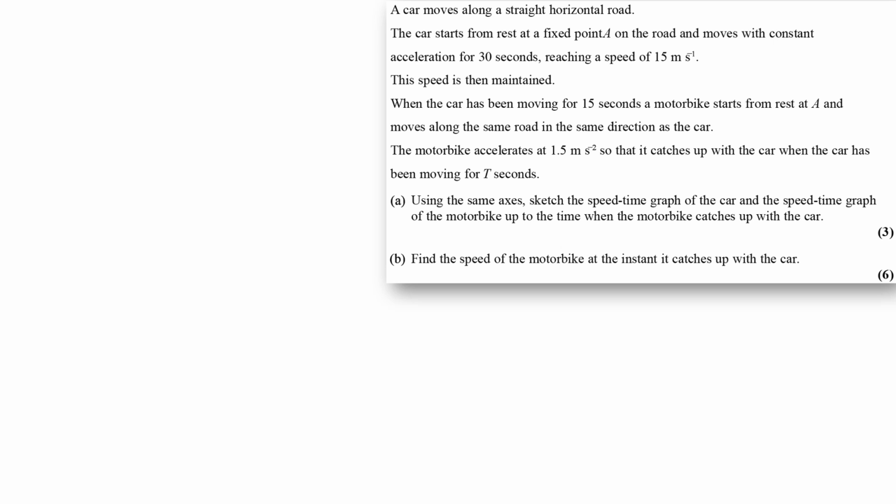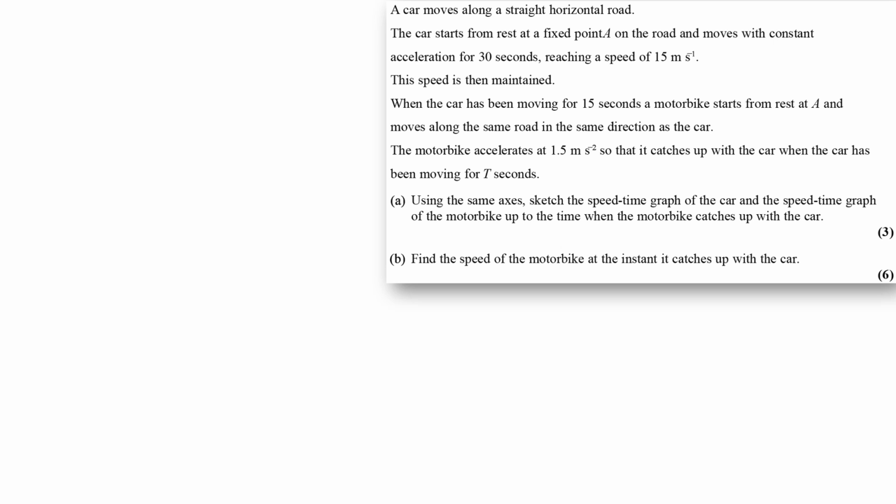After the car has been moving for 15 seconds, a motorbike begins. So up until this point, the motorbike hasn't been moving and it's not in the equation at all. But now the motorbike appears, it's accelerating probably more quickly than the car because eventually it catches up with the car. And it says it catches up when the car's been moving for t seconds. That's the total amount of time the car's been going for. And even if they hadn't said draw a speed-time graph of the car and the motorbike, that would have been a sensible starting point.